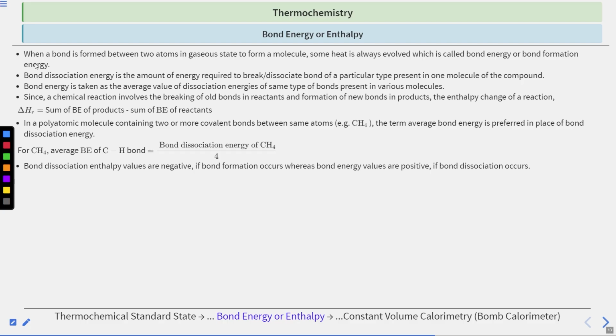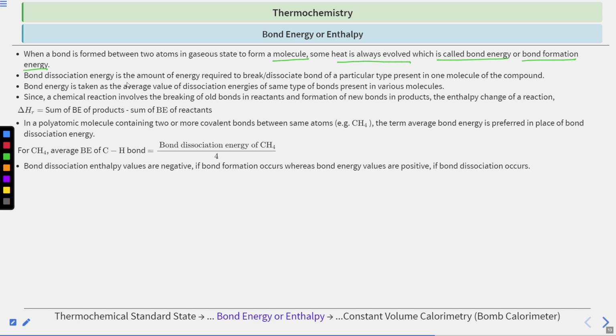When a bond is formed between two atoms in gaseous state to form a molecule, some heat is always evolved, which is called bond energy or bond formation energy. Bond formation energy or bond energy is the heat evolved when a bond is formed in a molecule.